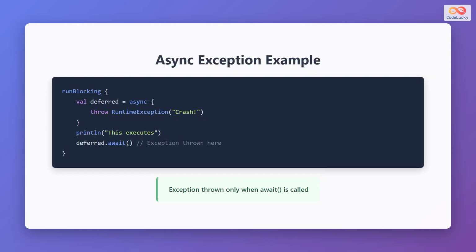Now let's compare that with async. Here, we create a deferred object using async that throws a RuntimeException. Notice that the println saying this executes actually runs successfully. The exception is not thrown immediately. Instead, it's stored in the deferred object. The exception is only thrown when we call deferred.await. This delayed exception handling gives you more flexibility in managing failures with async.